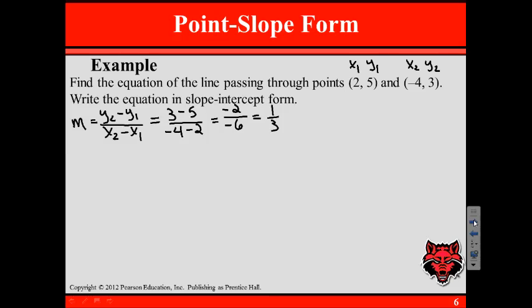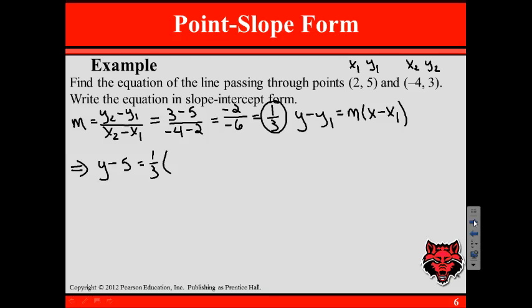Now that we have a slope, we can plug in the essential information into the point slope form. y minus y1 equals m times x minus x1. So plugging in m, x1, and y1 will give us y minus 5 equals 1/3 times x minus 2.